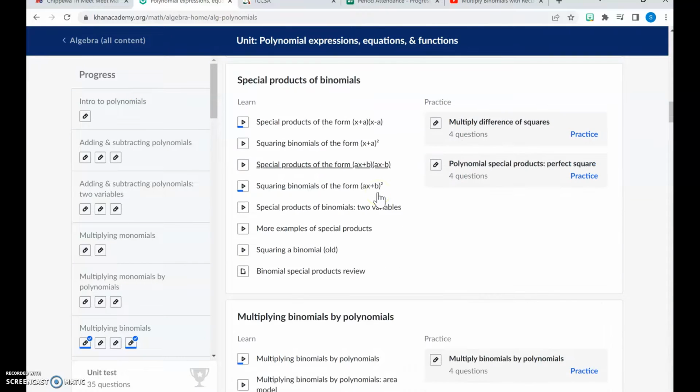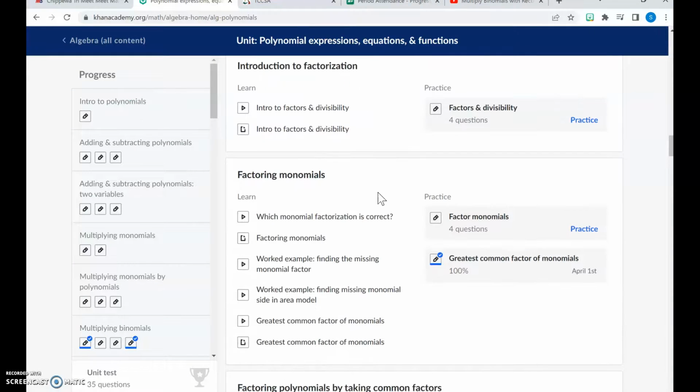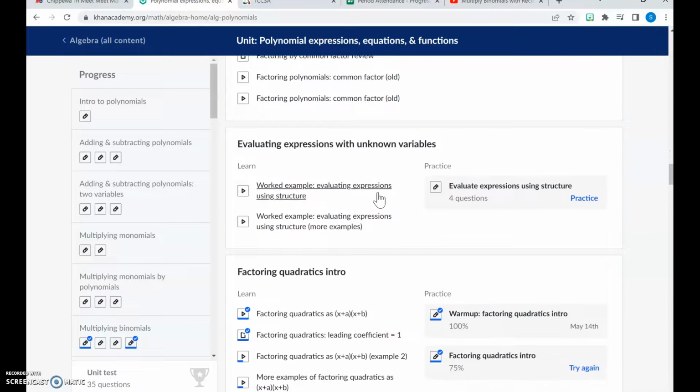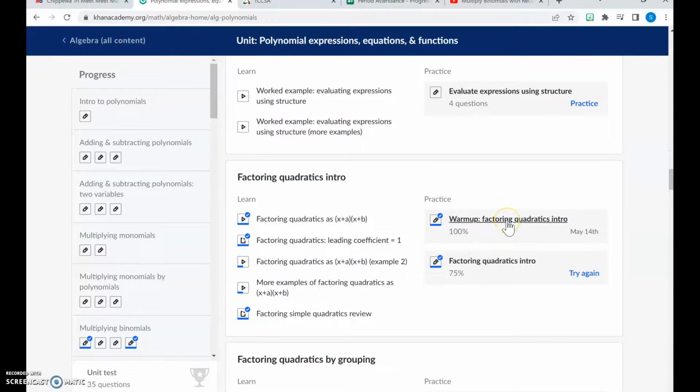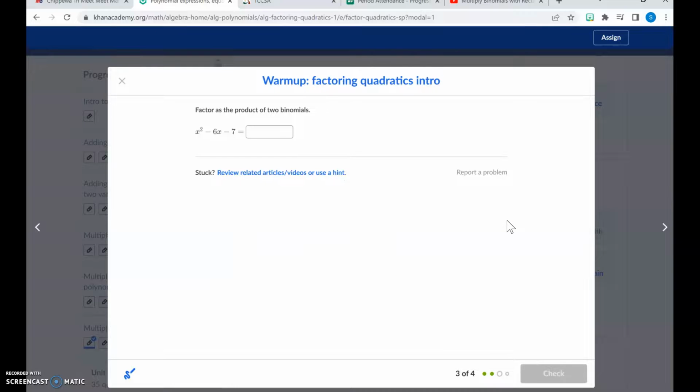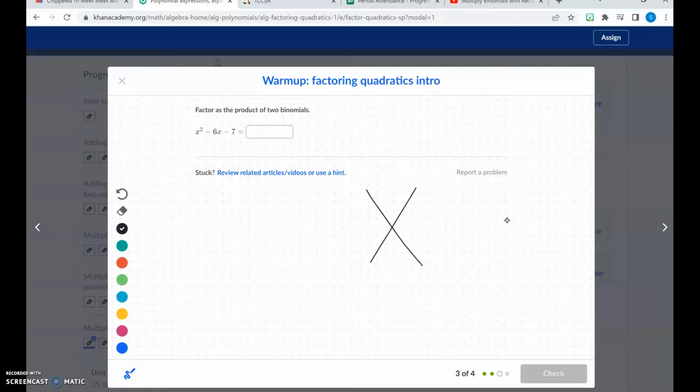I think you have a factoring polynomials, factoring quadratics intro. Okay, this one here, again, we did this in class. Notice how there's nothing in front of this x squared, so I'm going to make my x. The top, or the last number, the negative 7, goes on the top. The middle number goes on the bottom, negative 6.